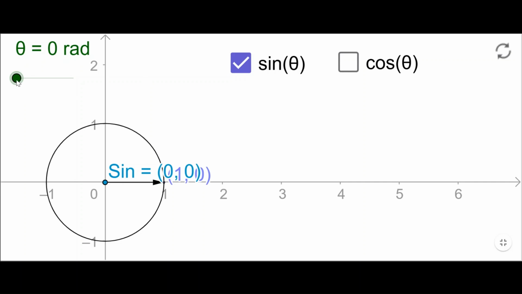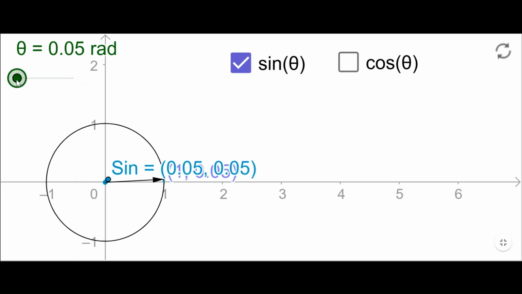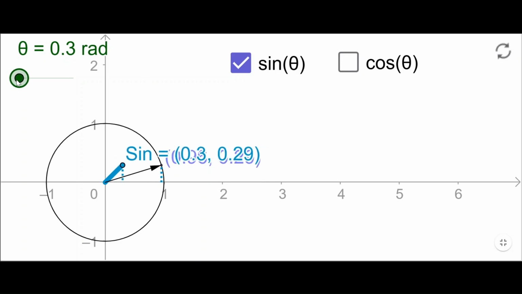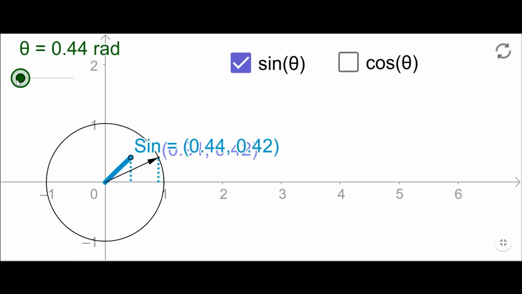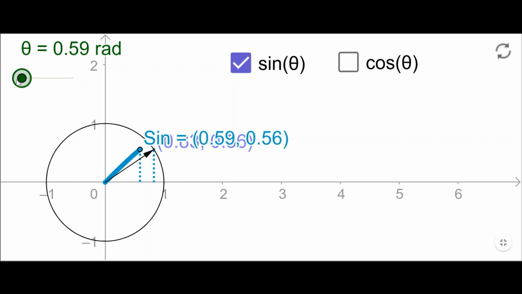Okay, so let's track around here again as we start rotating around. So again, you see as we're going around the circle, the y coordinates go up, right?